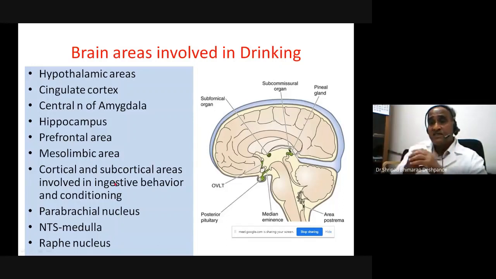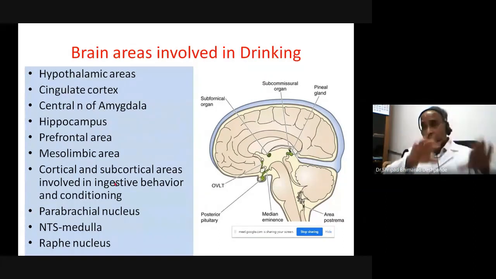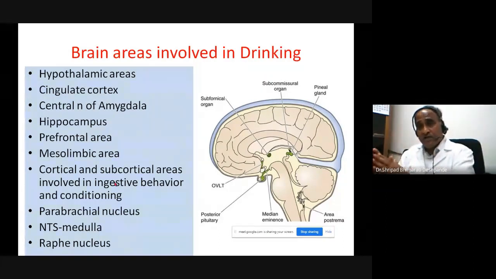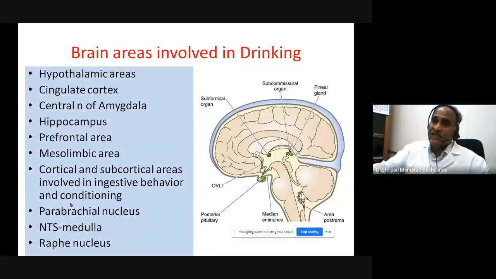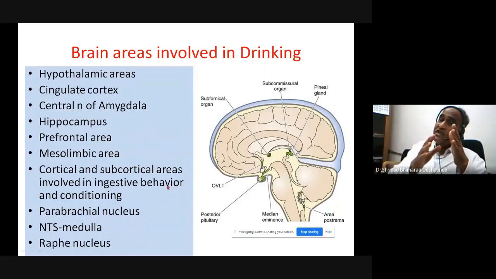So what is that ingestive behavior? That is drinking of water. For drinking of water, you have to do a certain set of reflexes. You have to elicit certain motor activities. For these motor activities, the motor cortex is involved. The sensory cortex is involved. So those cortical and subcortical areas are involved in the ingestive behavior, because these are automated reflexive activities of the animal or the man to drink water.